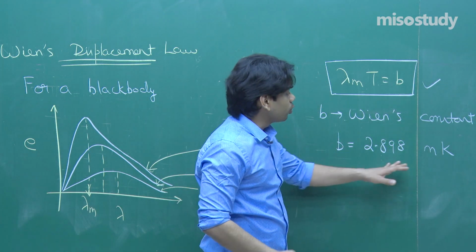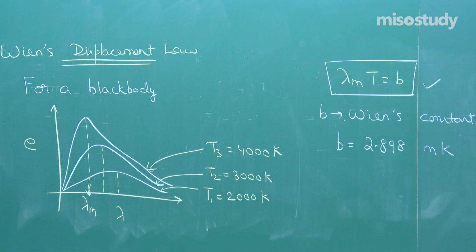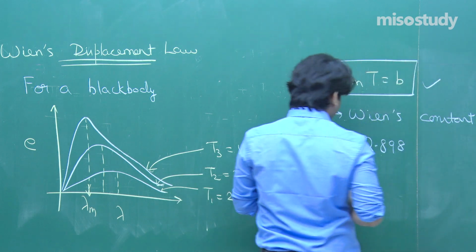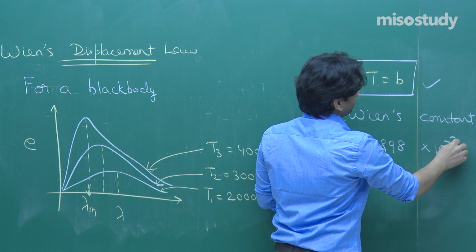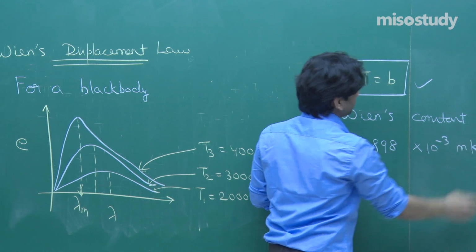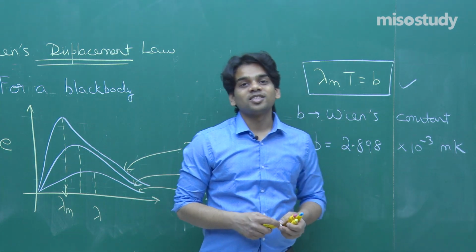So what you do, take note till here. I will start from the other end, take note till here. Now just make one change here: it's 2.898 into 10 to the power minus 3 meter Kelvin, then only it will be complete in its value. Now this equation is known as Wien's displacement law.